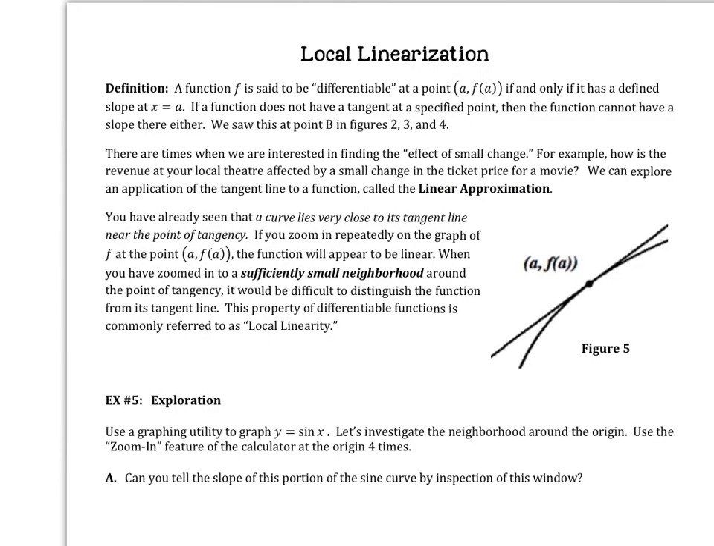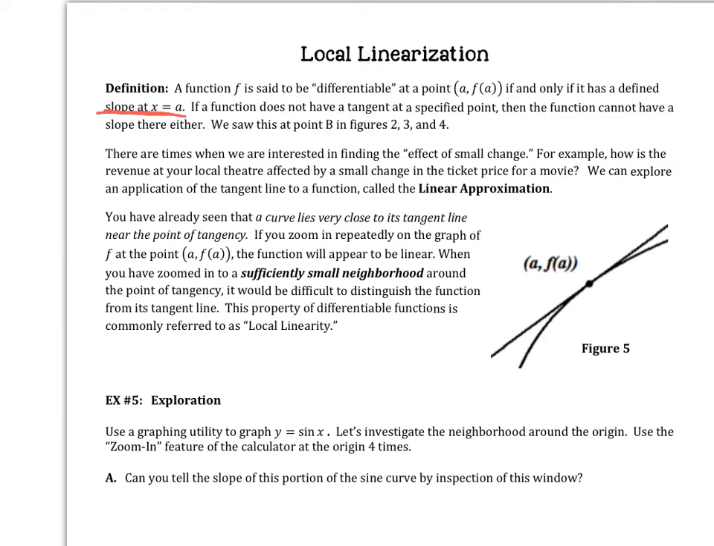Okay, so let's take a look at what this says. It says a function f is said to be differentiable at point a, f at a, if and only if it has a defined slope at x equals a. So this is important. It has to have a defined slope at x equals a. If a function does not have a tangent at a specific point, then the function cannot have a slope there either. And if you think about it, that's what I was telling you on those 3 figures, where I didn't know where to put the tangent line, they were all point B, because I didn't really have a defined point there.